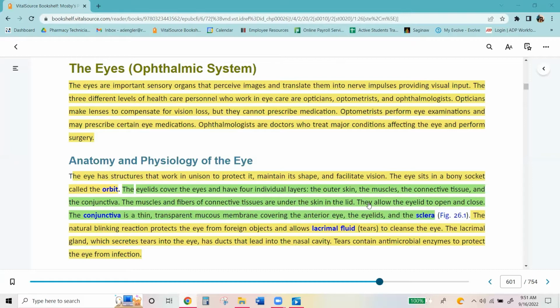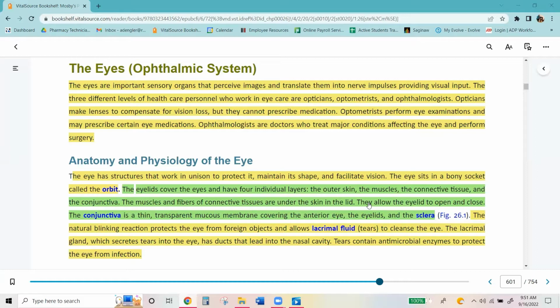The eye has structures that work in unison to protect it, maintain its shape, and facilitate vision. The eye sits in a bony socket called the orbit. The eyelid covers the eyes and has 4 individual layers: the outer skin, the muscle, the connective tissue, and the conjunctiva. The muscles and fibers of connective tissues are under the skin in the lid. They allow the eyelid to open and close. The conjunctiva is a thin, transparent mucous membrane covering the anterior eye, the eyelids, and the sclera.